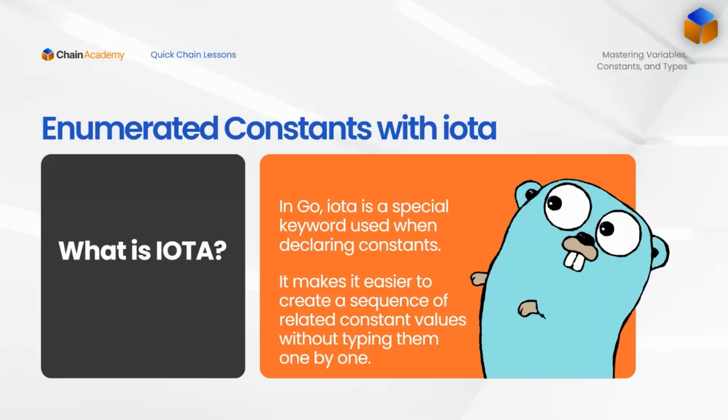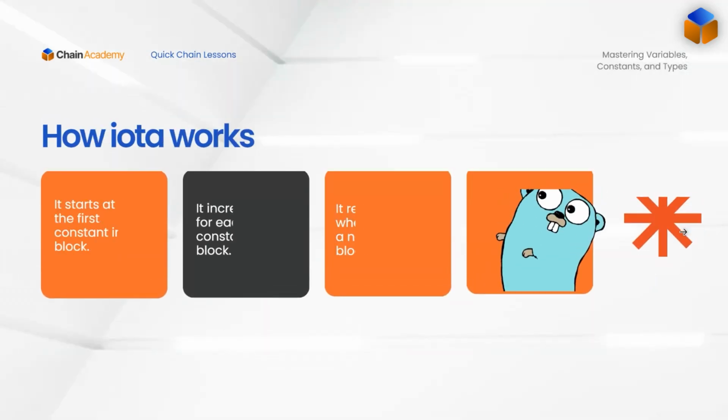Now, for the next one, have you ever had to number things in order, like freshman, sophomore, junior, senior in school? So instead of typing 0, 1, 2, and 3 manually, Go has a shortcut for us. It is called iota. So, what is iota? Iota is a special keyword in Go that helps us when we declare constants. It automatically creates a sequence of related values without us having to type them one by one. This saves time, reduces errors, and makes our code cleaner.